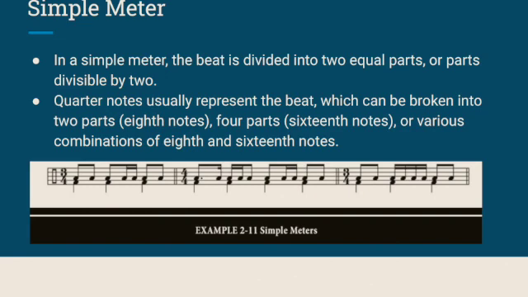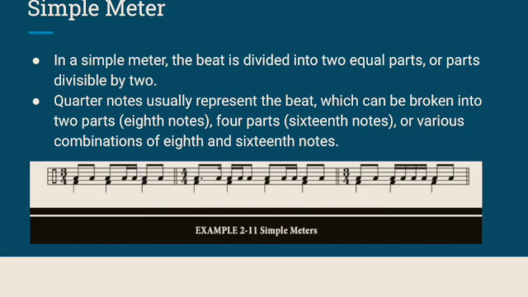So, you can categorize a time signature by duple or triple and simple or compound. So we're going to do simple meters first. So in a simple meter, the beat is divided into 2 equal parts, or parts divisible by 2. So in this scenario, quarter notes usually represent the beat, which can be broken into 2 parts, which is eighth notes, 4 parts, or 16th notes, or various combinations of 8th and 16th notes, which you could see over here.